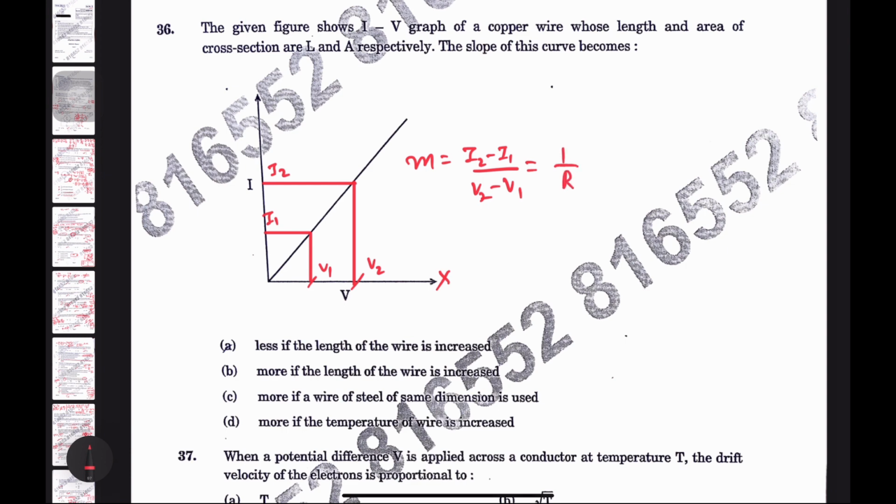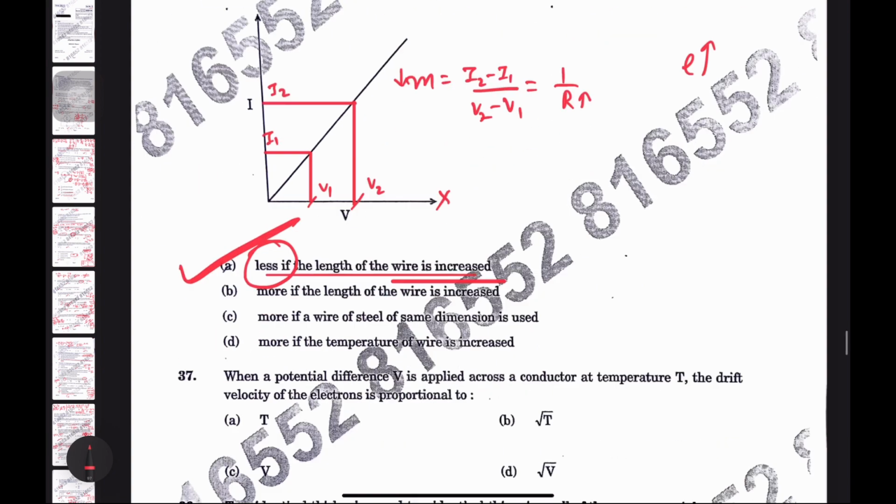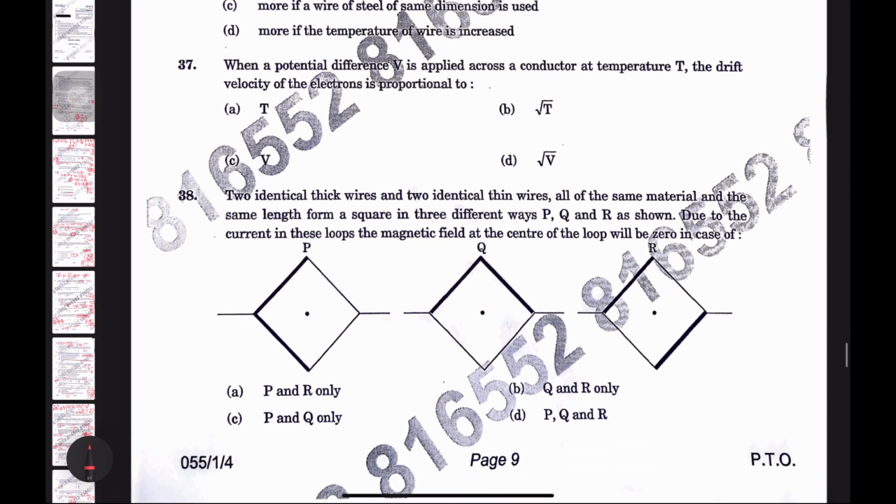So it is equal to 1 upon R. Which statement is correct about the slope? The slope will be less if the length of the wire is increased. If we increase the length of the wire, then its slope will decrease. Definitely, if we increase the length of the wire, resistance will increase, so slope will decrease. So the slope of this curve will become less if the length of the wire is increased. So A is the correct option for question number 36.